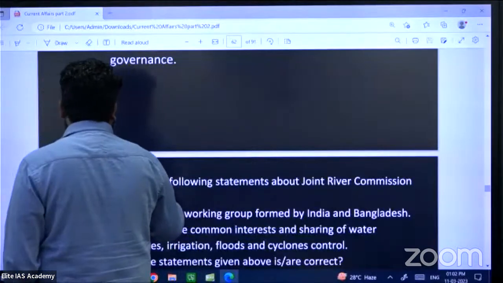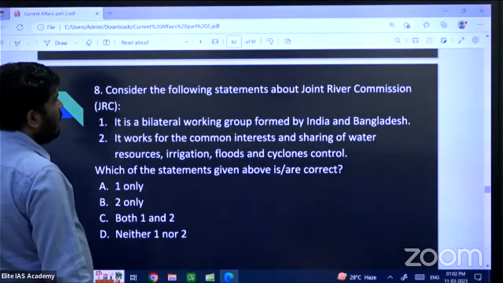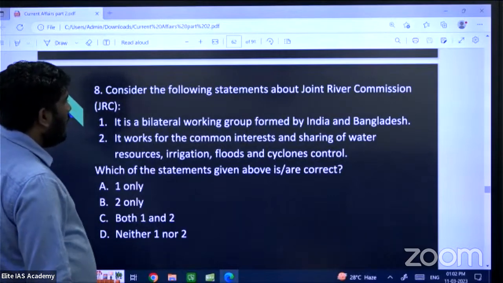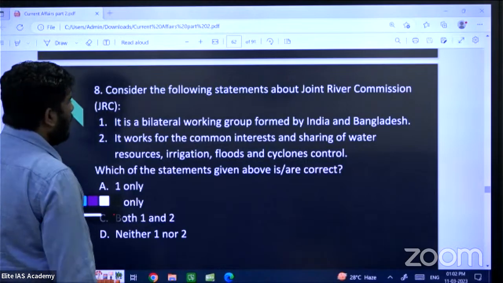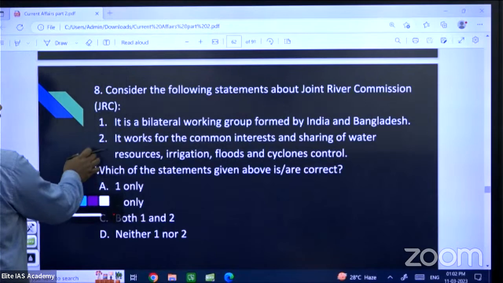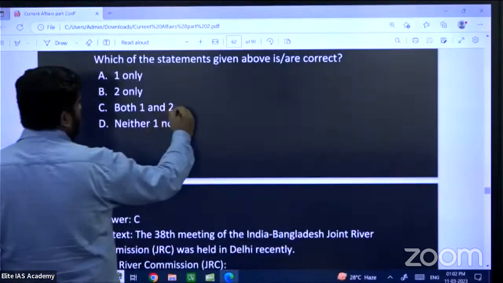Next question asked is, consider the following statement about Joint River Commission. It is a bilateral working group formed by India and Bangladesh. Okay, it works for the common interest and sharing of water sources, irrigation, flood and cyclone control. So yes, it is a bilateral working group. Okay, so the correct option is C. Both 1 and 2 are correct.